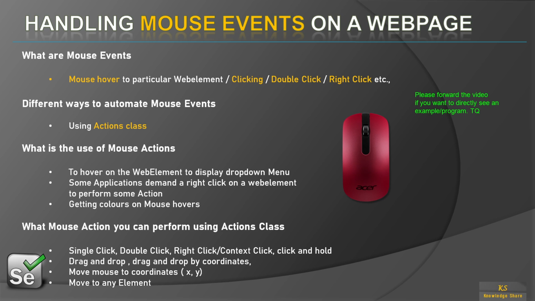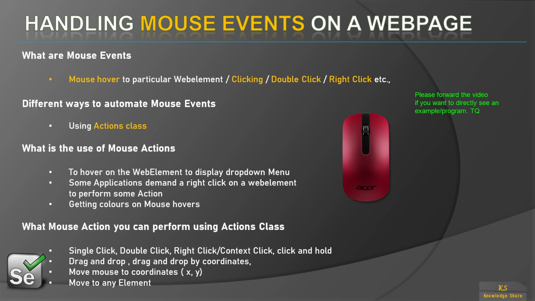In the previous session, we have seen how to handle keyboard events and what the uses of keyboard events are in Selenium automation. So in this session, we will see in detail what challenges we face in automation while handling web elements and how we can resolve them using these mouse events. If you want to directly jump to the examples or programs, just forward the video. But if you want to gain some knowledge on mouse events, just stay here for 2 minutes, then we'll jump to the examples.